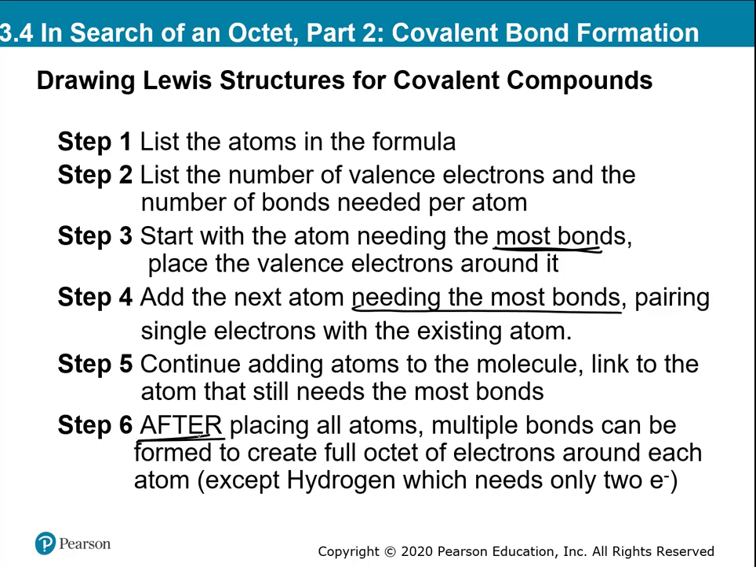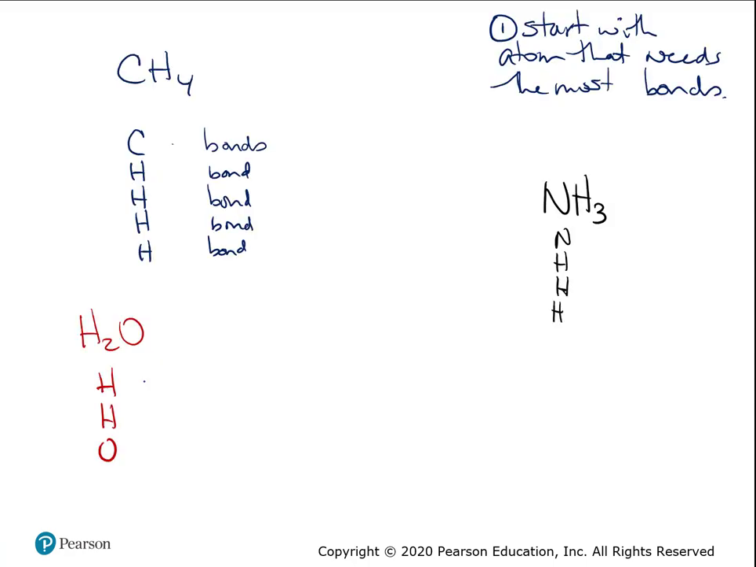Once I've placed all of them down, if I don't have stable octets, that is when I have to do multiple bonds. So I might have to do a double bond, or I might have to do a triple bond. You will never have a double bond between fluorine, chlorine, bromine, iodine, or hydrogen and anything. Because remember, they're only ever going to have 1 pair. So the only time you're going to have double or triple bonds is if it's between carbon, nitrogen, oxygen, sulfur, phosphorus. Those in group 7 only ever form one bond. Hydrogen only ever forms one bond.